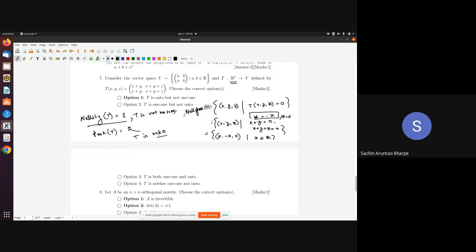So dimension means you are saying we are putting 1 and 0 both the values, right? What is dimension? Dimension is basically the cardinality of its basis, right? Correct.